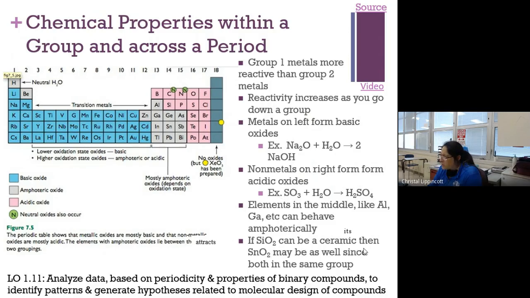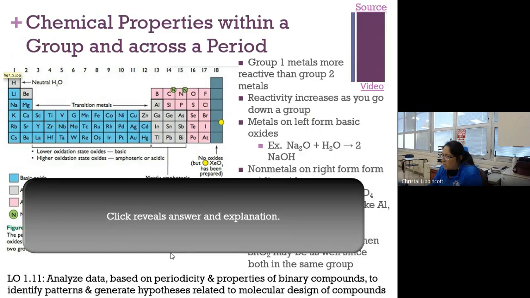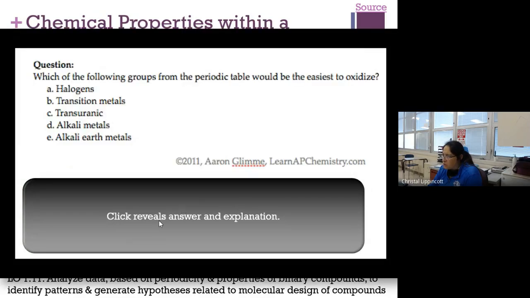Silicon dioxide can be a ceramic. Then tin oxide, tin(II) oxide, it would be tin(IV) oxide as well, since both are in the same group. Okay, and where's the question? There it is. Is that the question? Yeah.